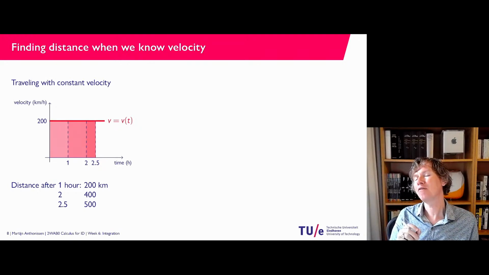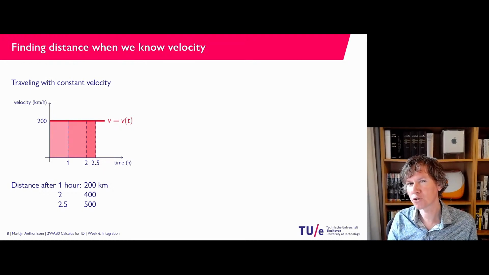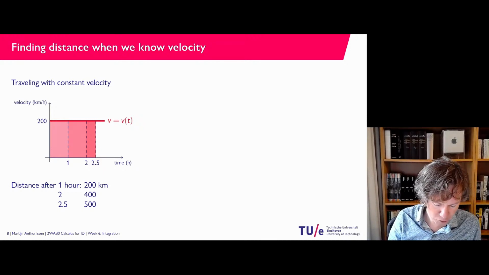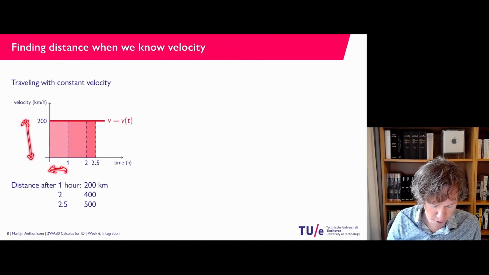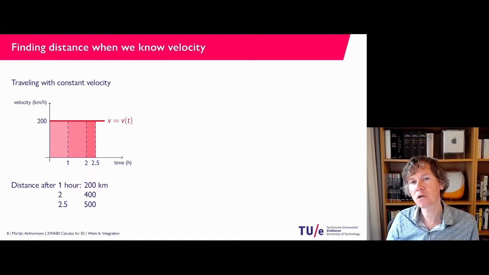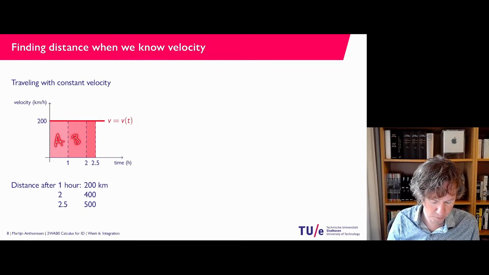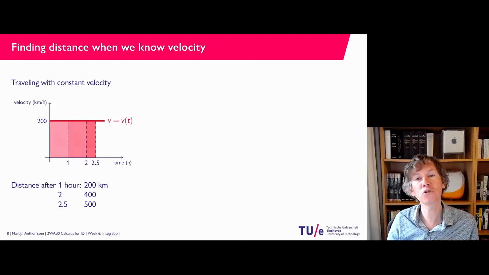Now, if you look at the picture, of course, this is a very simple situation. But basically what we have done is we have taken the velocity of 200 kilometers per hour, multiplied it with 1 hour and again with 1 hour and then with half an hour. Basically we have computed the area of the three rectangles you see. So here are three rectangles A, B and C. We compute the area of these three rectangles and they tell us how far we traveled.